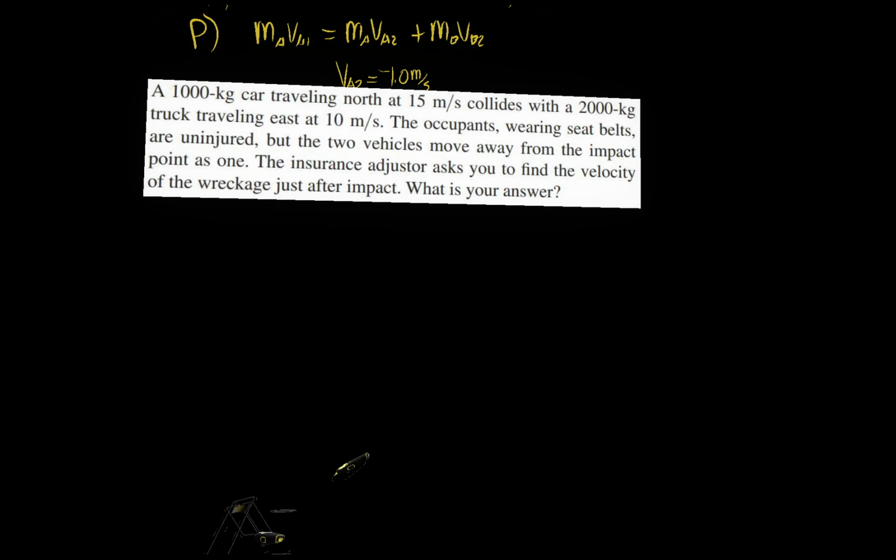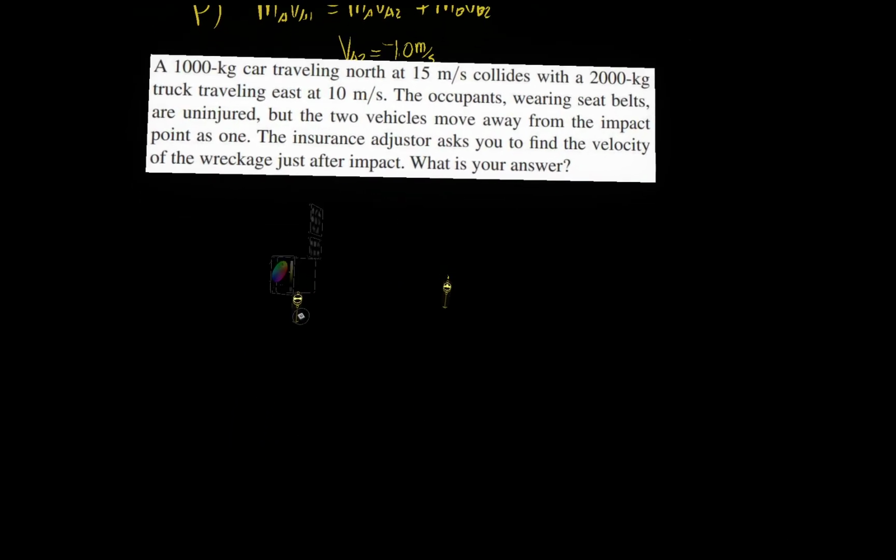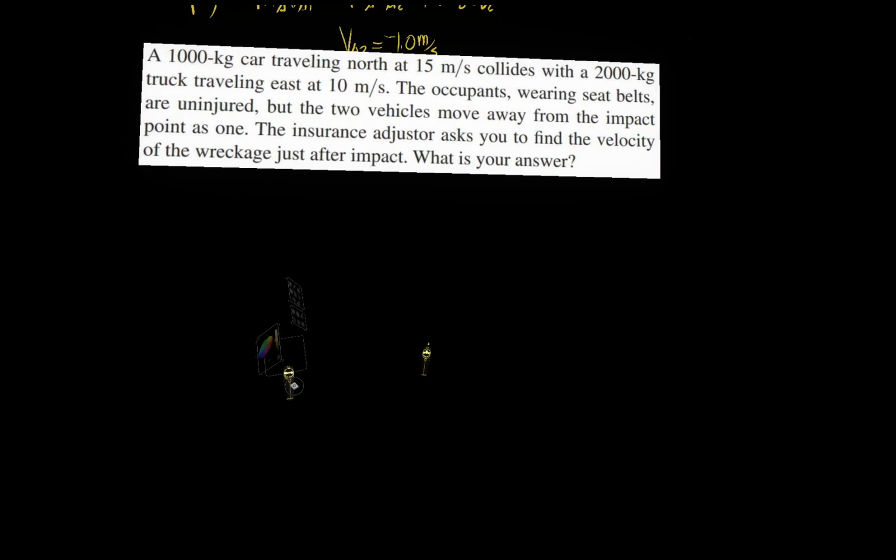But this time, it says that they move away from the impact point as one. So that means that we have a completely inelastic collision. It's not just inelastic, it's completely inelastic. And that means that the two cars are sticking together and they're moving off in some new direction. So we know this is a completely inelastic collision, and so we know we're going to use this equation here.